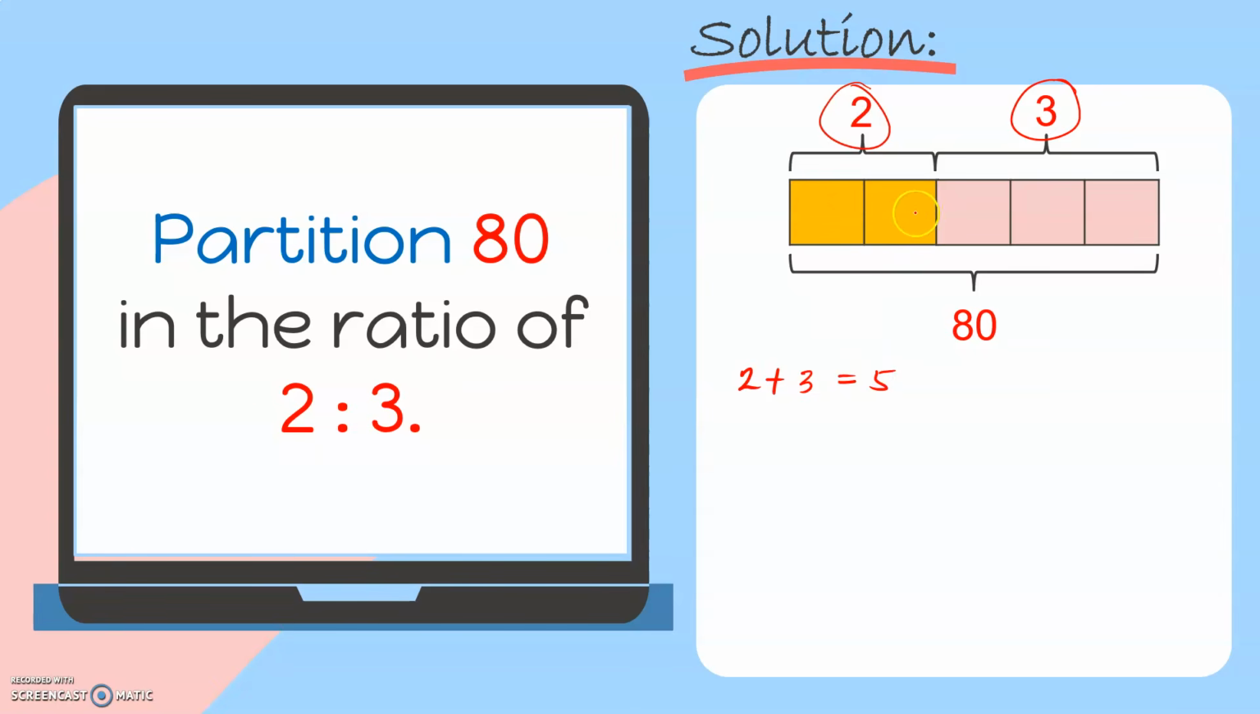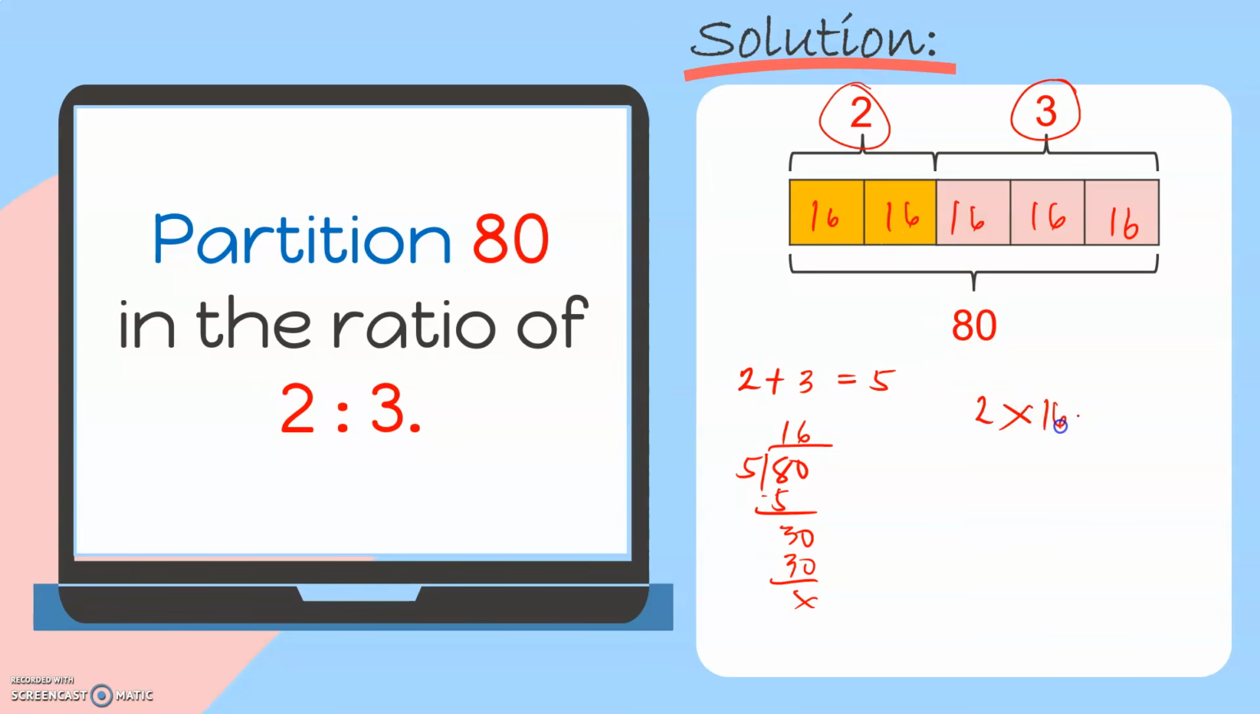Now let us find the value of each part by dividing 80 by 5. 8 divided by 5 is 1. Then we'll have 30 divided by 5 is 6. So that means each part here is equal to 16. But we will not end our solution there because we are asked to find the value of 2 and 3 parts. So we still need to multiply 2 by the value of each part.